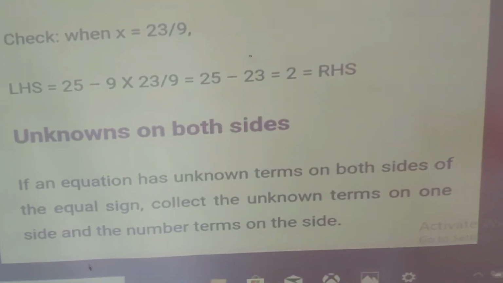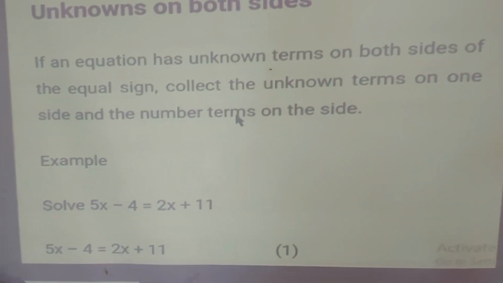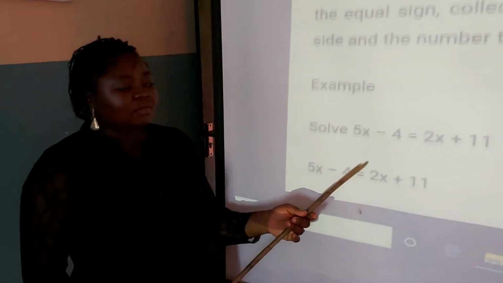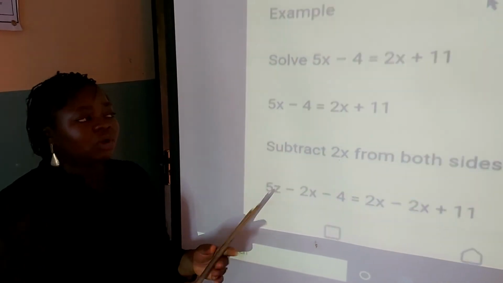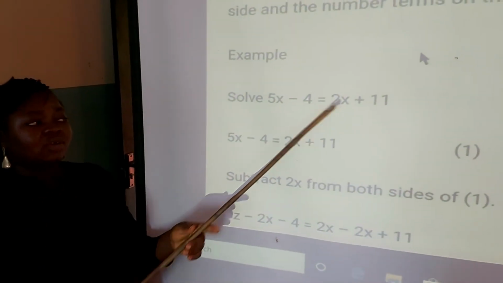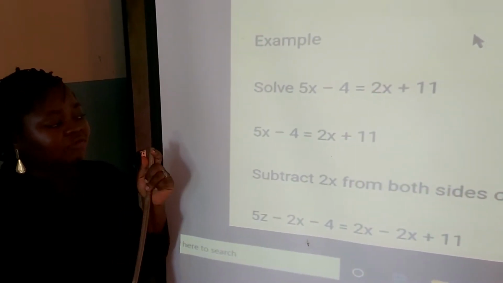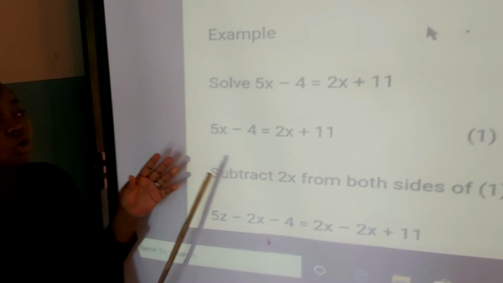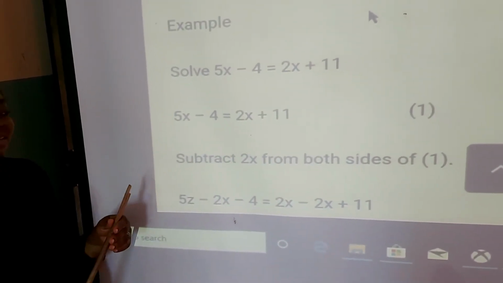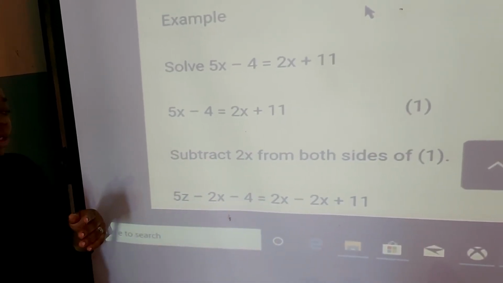Unknowns on both sides. If an equation has unknown terms on both the right-hand side and the left-hand side, what we're expected to do is to collect like terms. For example, this is 5x minus 4 equals 2x plus 11. The unknown x is on the left-hand side. We also have x on the right-hand side. But we need to bring the x's together so that we'll be able to find the value of x. So to collect like terms, we can bring our 2x to the left-hand side of the equation by subtracting 2x from both sides.